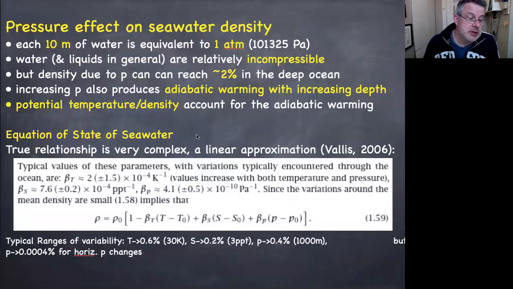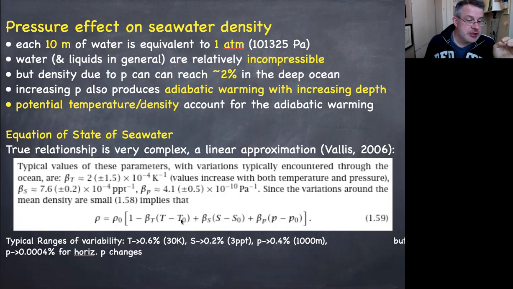Okay, so here's an equation of state, which does not actually have much complexity to it. The real equation is extremely complex. A 75th order polynomial is the standard right now. But a linear approximation to it is something like this, where the density is equal to some background level of density. If the temperature was equal to its reference temperature and the salinity was equal to its reference salinity and the pressure was equal to its reference pressure, then the density would just be equal to that reference density.